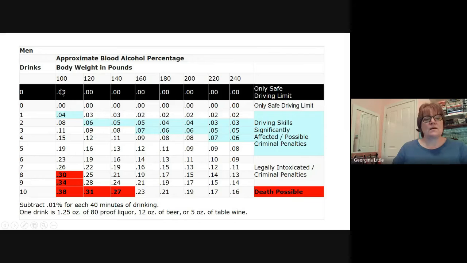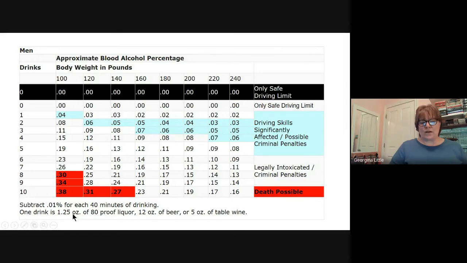All right, in this case, I have my pounds on the top, and down here is how many drinks they've had. On the bottom, it says a drink is a 1.25 ounce shot of 80 proof liquor. Again, if you change the proof, that changes. Or 12 ounces of beer. For the most part, beer is around 5% alcohol, but it can vary. Or 5 ounces of table wine. Table wine's about 14% alcohol, but again, they can vary. Some are a little bit stronger, some are a little weaker.